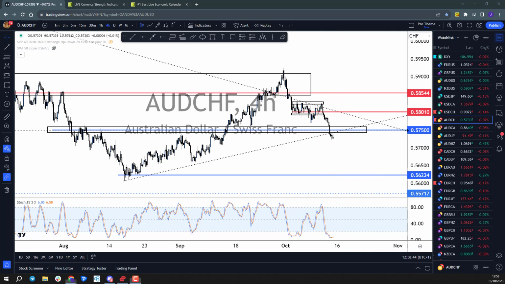So that's what I'm going to be looking for. I'm going to look for price to retest that level there, give me an opportunity at 57.40 to sell down to 56.20, which were these swing lows down through here. So Aussie Swiss I really like for some further downside.